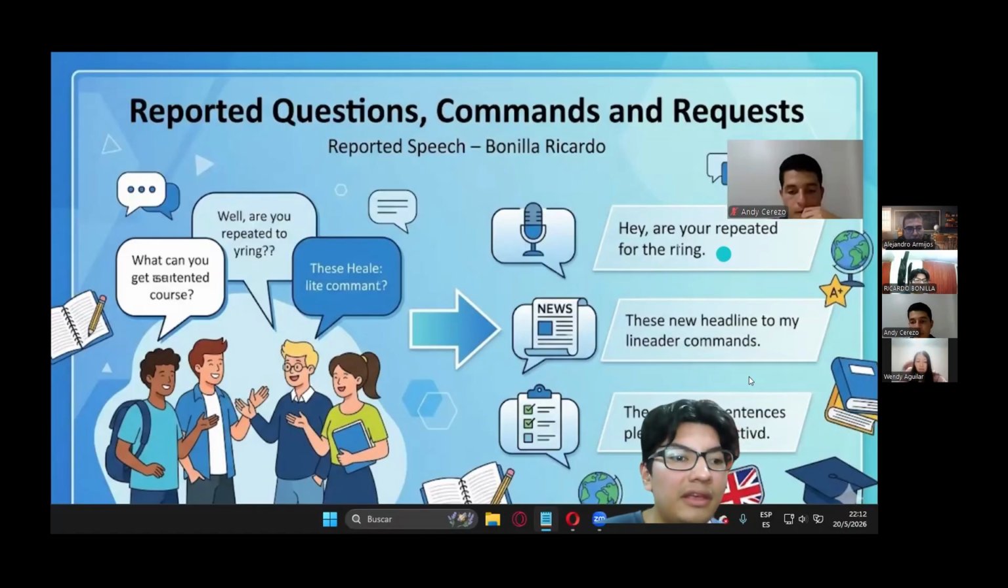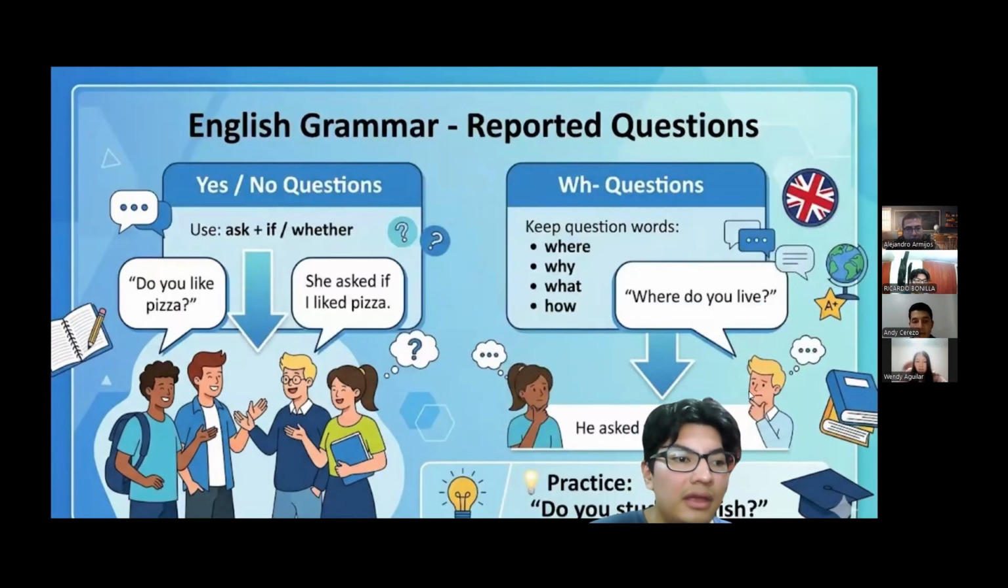First, I will ask the ensemble: what is a reported question? A reported question is used when we report another person's question. We do not keep the original form and we change the sentence. There are two types, yes or no questions and W questions. Okay, let's start with yes or no questions.